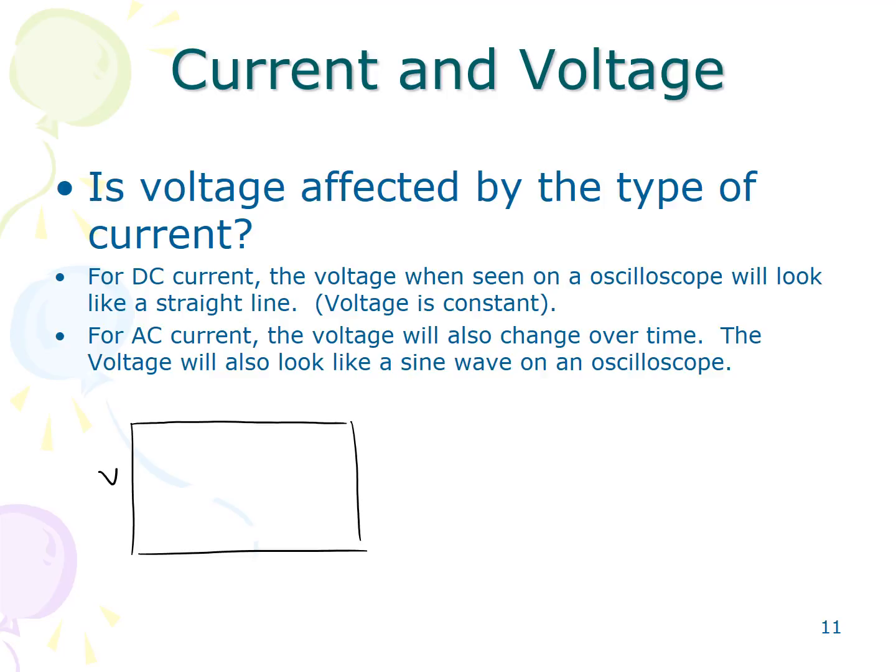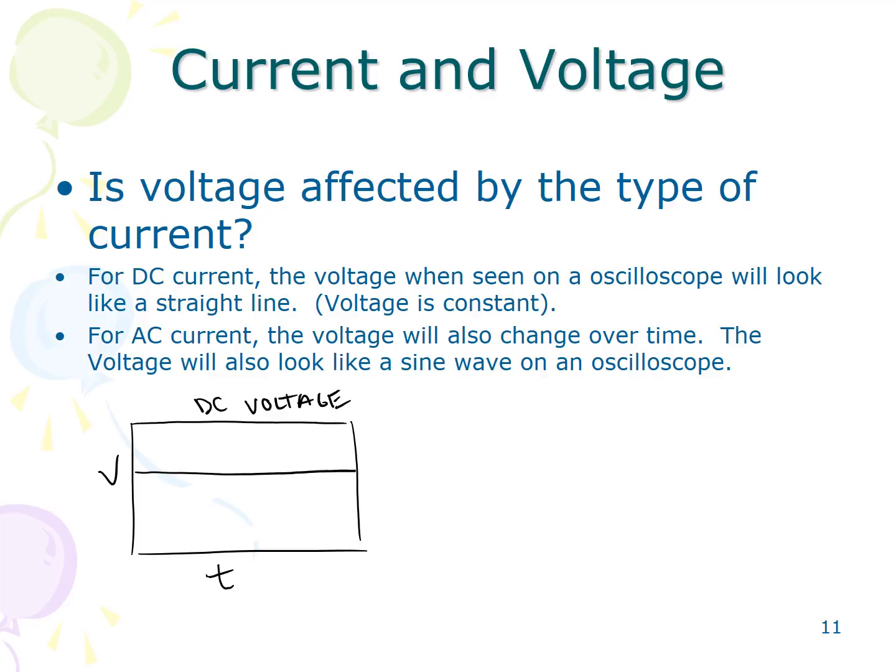So on this side it would be volts, and this side would be time, right? DC voltage is just a straight line again. This is DC volts, DC voltage. And it's just a straight line. And you'll see that on your oscilloscope. It's just a straight line.